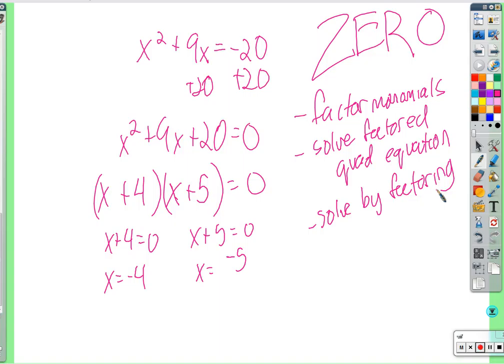You might have to make one of the sides equal to 0. One of the sides has always got to be equal to 0. If the other side isn't 0, then you're not going to be able to do it. Okay. Move everything to one side, 0 on the other. Very, very important.